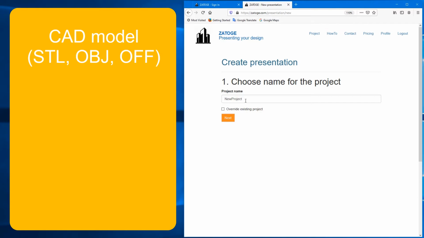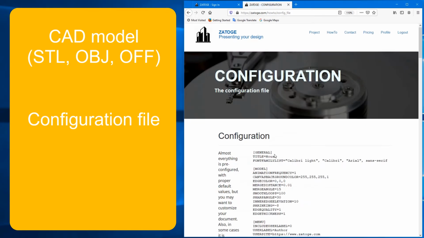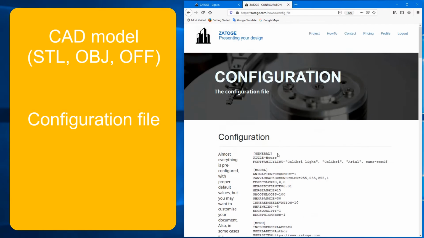The second is the configuration file, which controls the look and feel of the presentation. This is optional. For more information about the configuration file, go to How To, Configuration. There you will find a detailed description on the file structure and all the items in it.